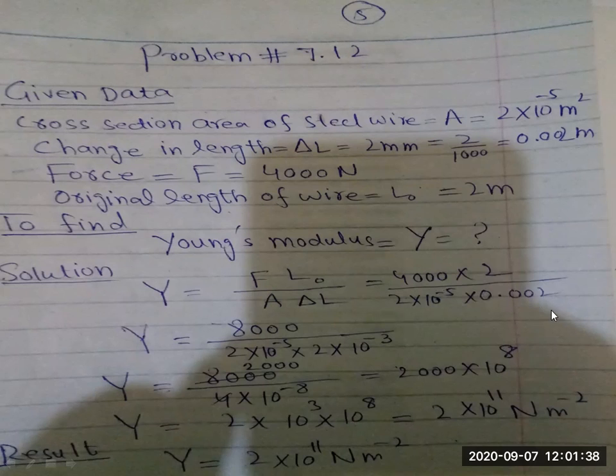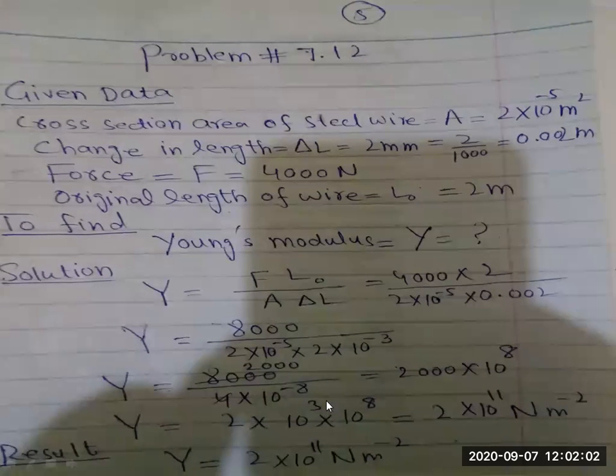This can be written in scientific notation as 2 multiplied by 10 to the power minus 3. So if you multiply 2 by 2, it is 4, and when the bases are the same, the powers will be added: minus 5 minus 3, which is minus 8. So if you cancel out 4 to the 8, 2000.